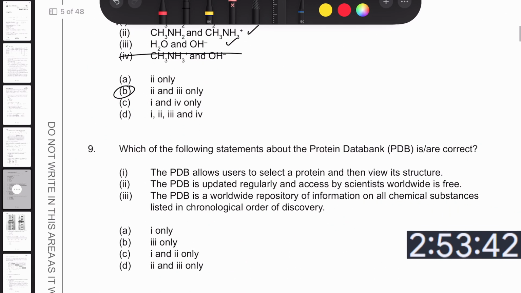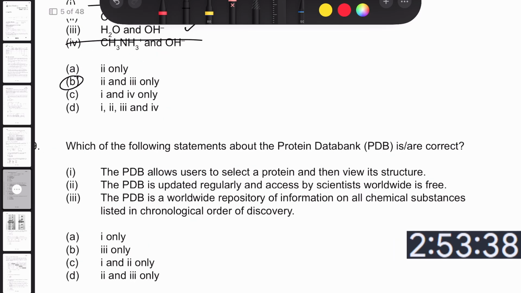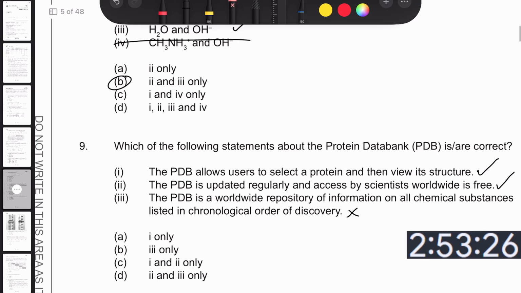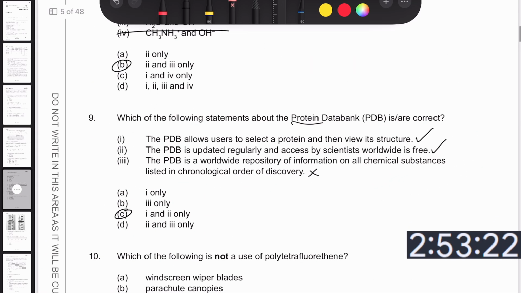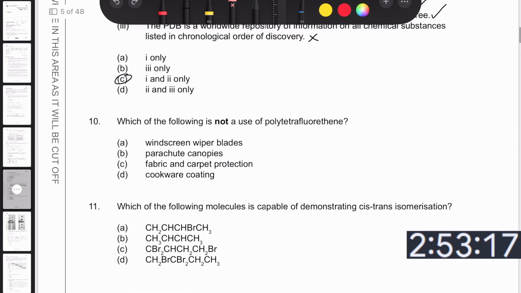Which of the following statements about the Protein Data Bank is/are correct? Allows you to select the protein, then view its structure. Updated regularly and accessed by scientists worldwide, it is free. Is a worldwide repository of all chemical substances listed in chronological order? No. So 1 and 2 only, because it only stores information about proteins, obviously. And they're not in chronological order.